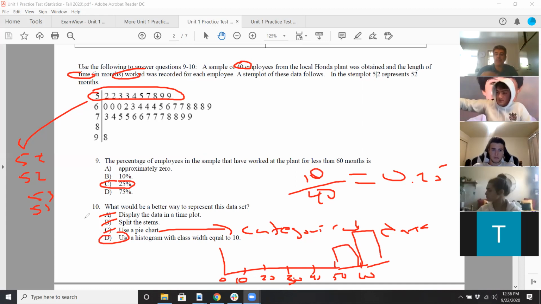Any questions about these first 10 problems so far? No? Okay. I was going to ask something, I don't know if it's the same thing, but just above question 17, it's making a stem plot.